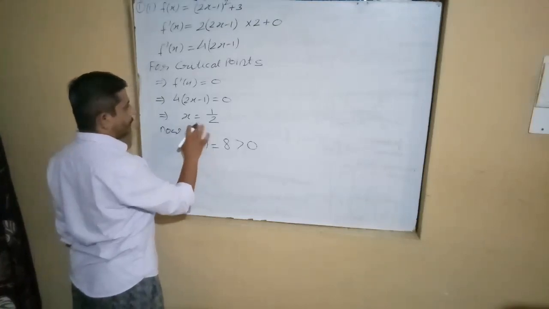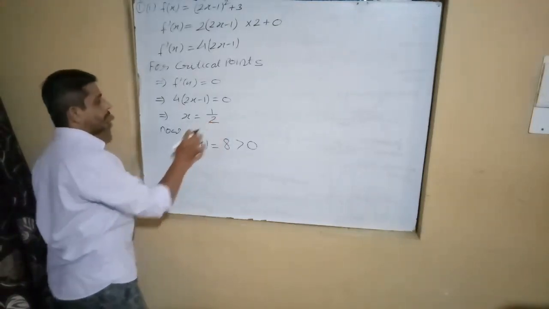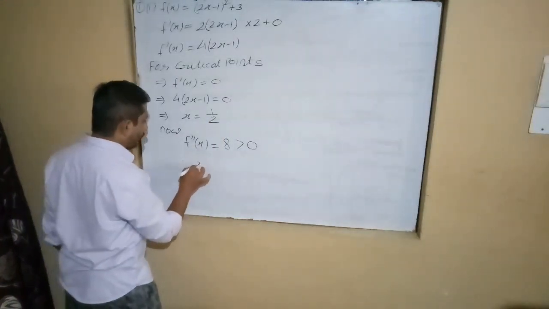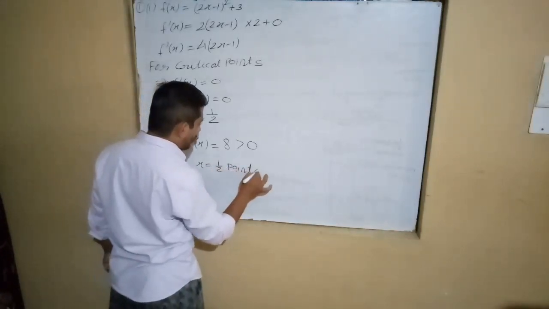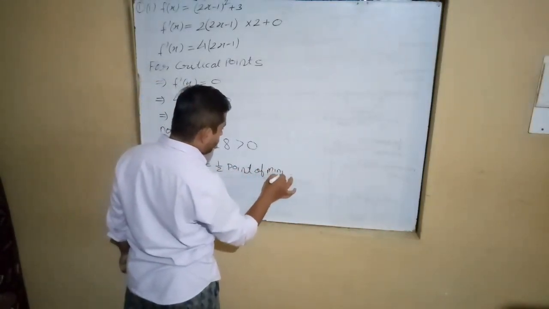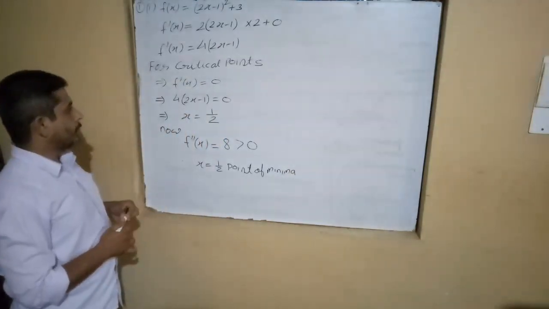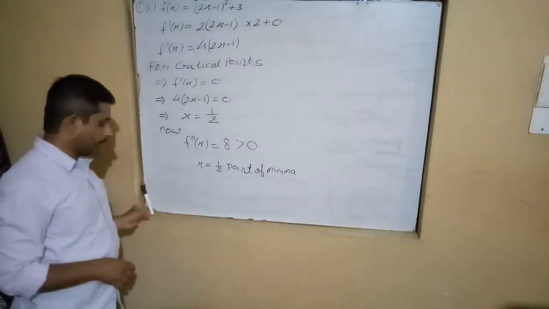Therefore at the point 1/2, here there is no place to put points, but what was the critical point? 1/2. So we write here, therefore x = 1/2 is a point of minimum. Now it's your choice which test you apply in the question. Clear? Okay.